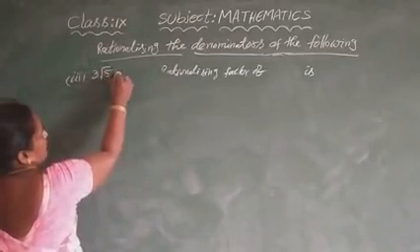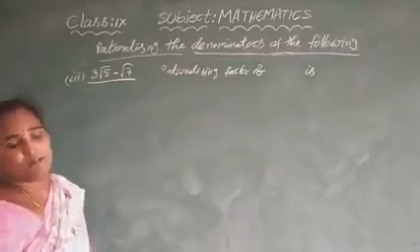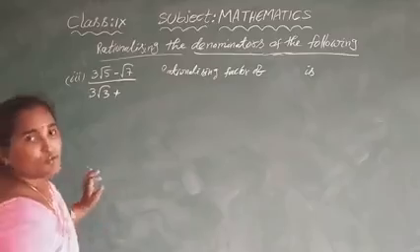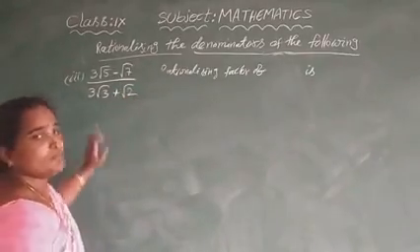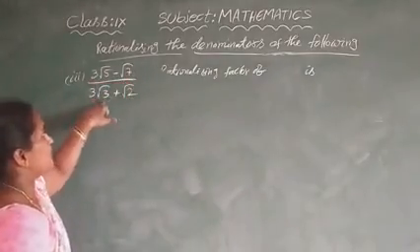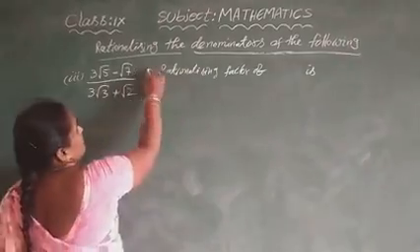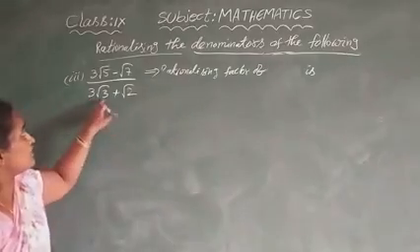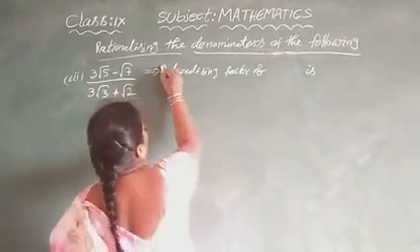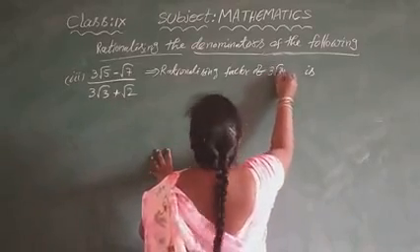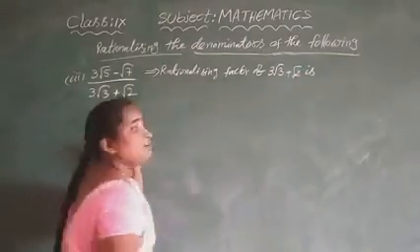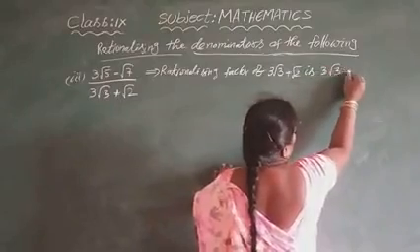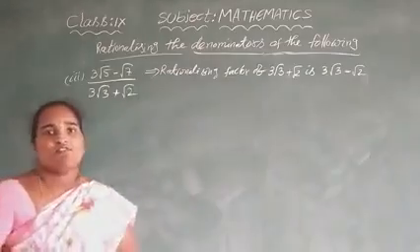3 root 5 minus root 7 divided by 3 root 3 plus root 2. This is the problem. So here, rationalizing factor of the denominator. The denominator is 3 root 3 plus root 2. So the rationalizing factor of 3 root 3 plus root 2 is, look for the sign and reverse the sign. Here it is plus, then reverse the sign is minus. You take 3 root 3 minus root 2. This is the rationalizing factor.